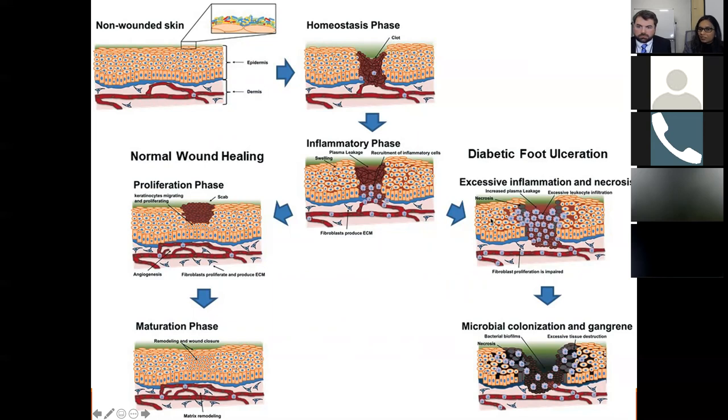You know, you're not getting good blood supply. A lot of our patients have elevated hemoglobin A1C, uncontrolled sugars, peripheral vascular disease. So that inflammatory process is not letting us heal to go to the normal phase. We're stuck in this phase.